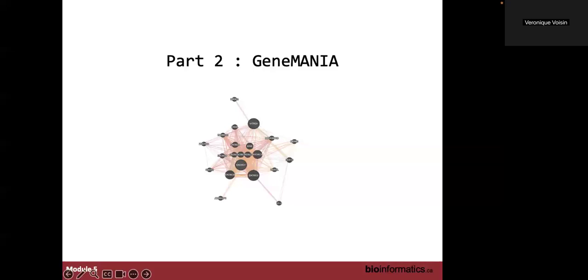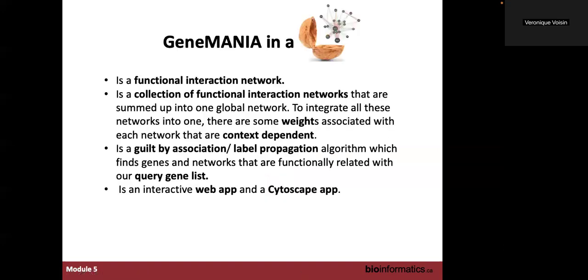Let's start part 2 of this lecture, which is to go over how GeneMANIA works. So in a very short summary, here are some keywords defining GeneMANIA. GeneMANIA is a functional interaction network. Nodes in the network are genes and they are connected by edges if they are functionally associated. For example, the proteins may be known to physically interact or to belong to the same pathway or to co-localize. All functional networks are merged into one global network, and there are weights associated with them.